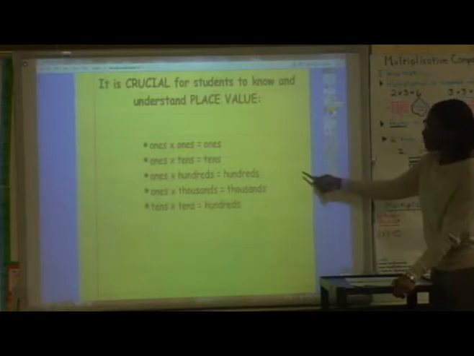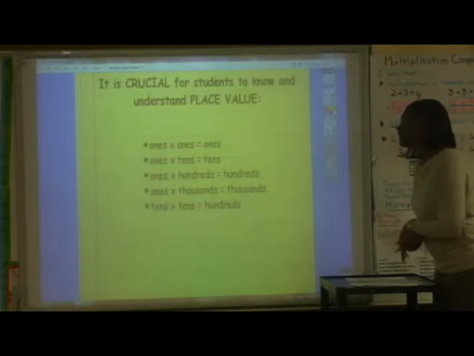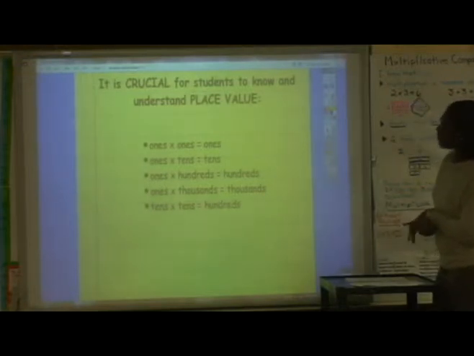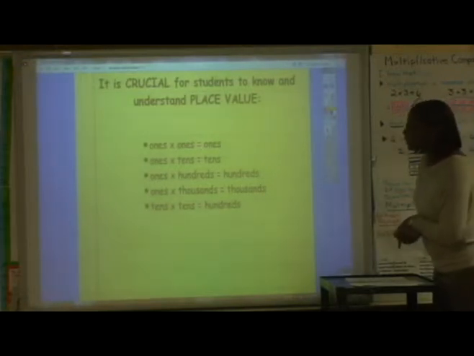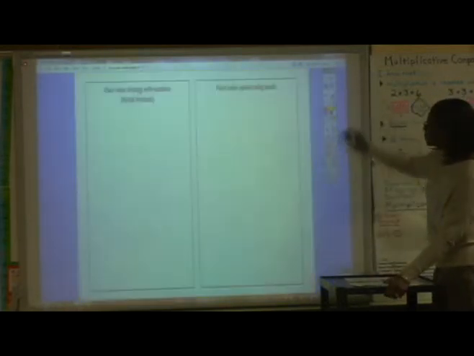I showed you this at the beginning. This is going to play a big part in what we're getting ready to do. 1s times 1s equals 1s. 1s times 10s equals 10s. 1s times hundreds equal hundreds. 1s times thousands equal thousands. And 10s times 10s equals hundreds.